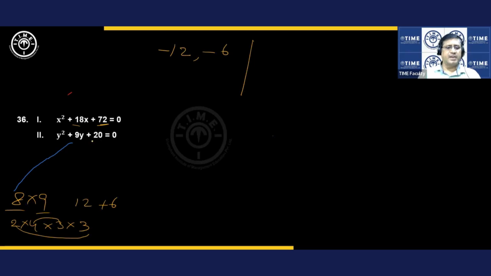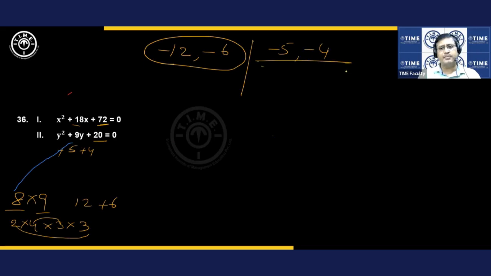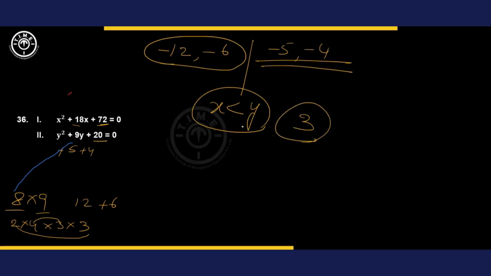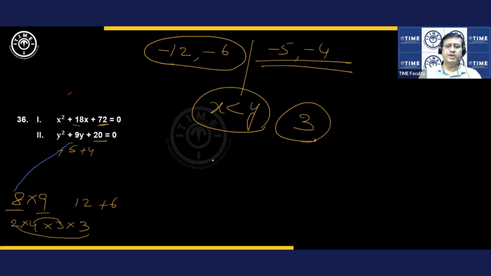Now, the second part. 20 is the product, 4 into 5. So plus 4 plus 5. What about the roots? Minus 5, minus 4 by the coefficient of y square. The values of the first quadratic equation, minus 6 and minus 12, are less than minus 4 and minus 5. Means x is less than y. Choice number 3. Option 3, the third choice, is the correct answer.